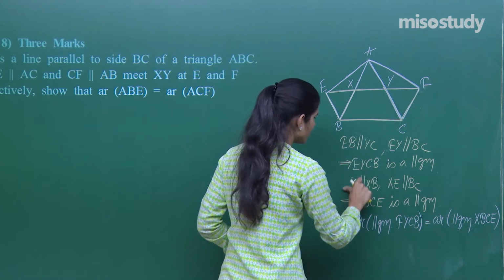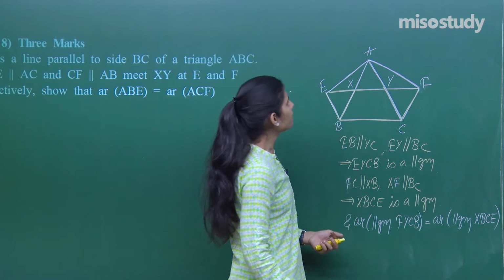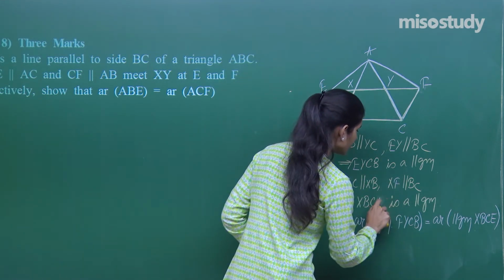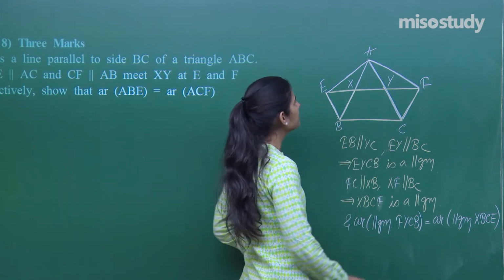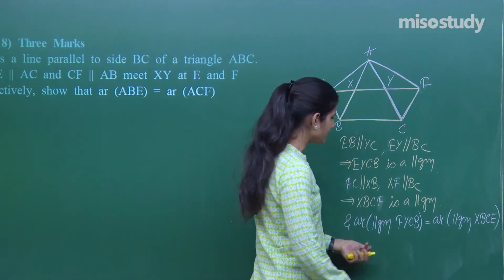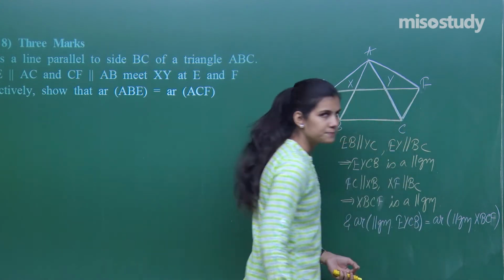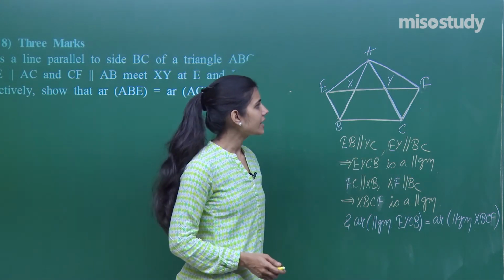FC is parallel to XB and XF is parallel to BC. So XBCF is another parallelogram. Both of them are lying on the same base BC and between the same parallels BC and EF, and therefore they have the same areas. This is E and this is F. That's fine. Now how to show that triangle ABE has the same area as triangle ACF?